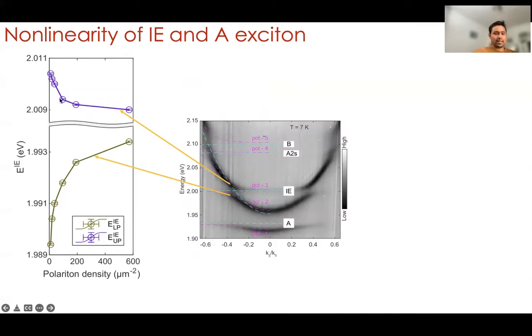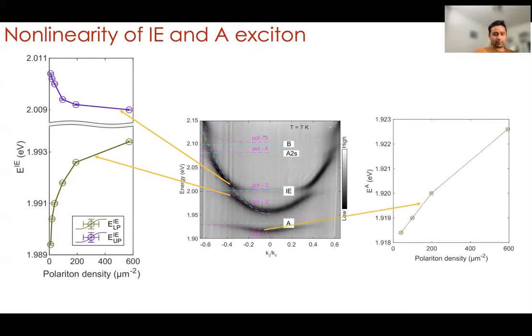We see that the blue curve coming from the interlayer upper branch shifts less than the lower branch, and that is precisely what we were talking about in the previous slide. Now, how much the branch moves is a measure of nonlinearity.